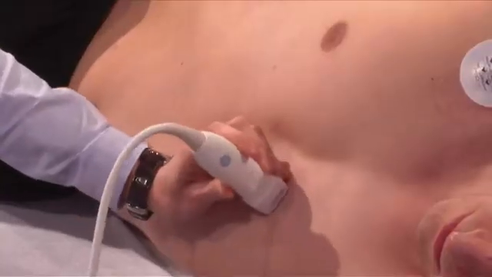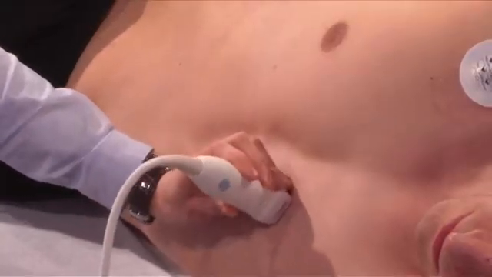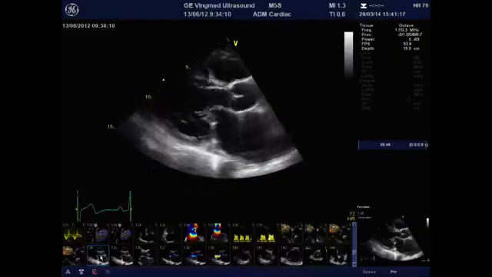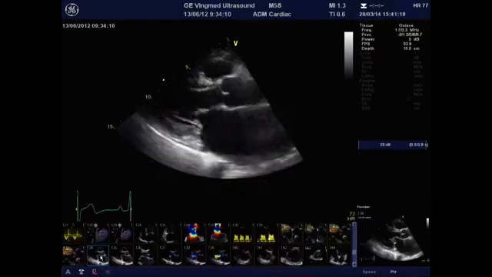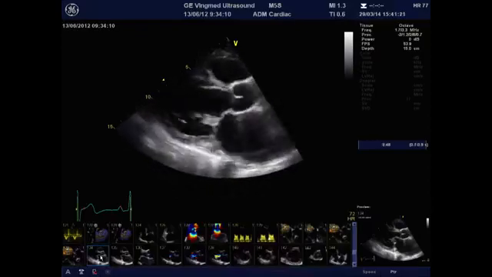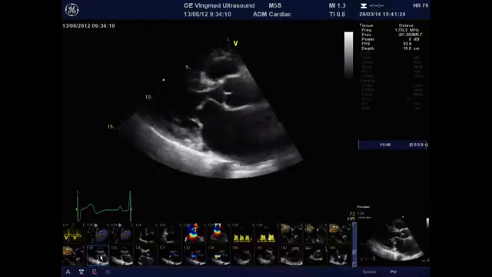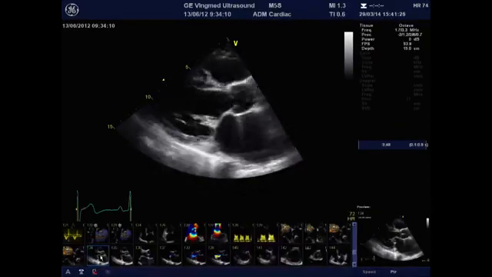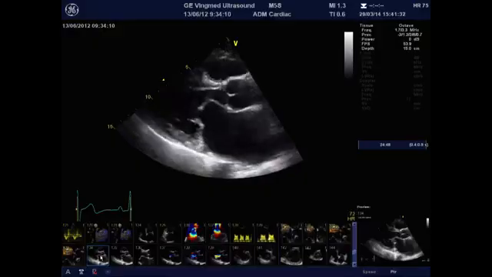You will start your examination from the parasternal long axis view. You put your probe and you try to find the parasternal long axis view. And you can clearly see from the start the restrictive motion of the anterior mitral leaflet with reduced mitral valve opening during diastole. This is one of the best images in which you can assess the mitral valve morphology.